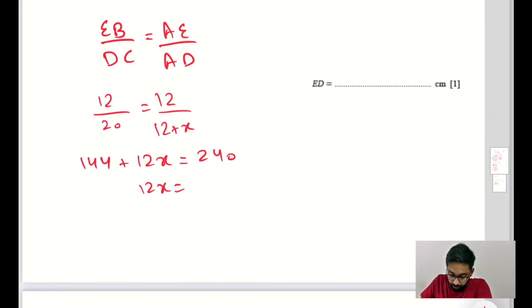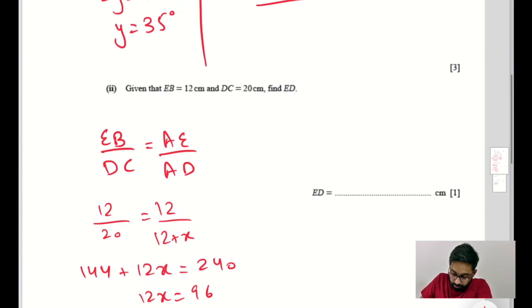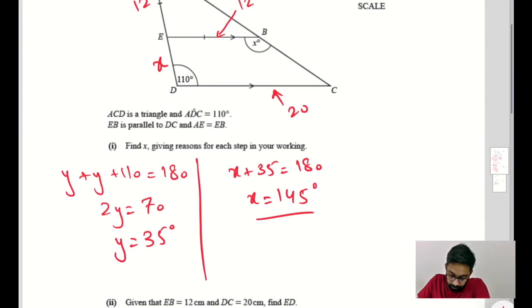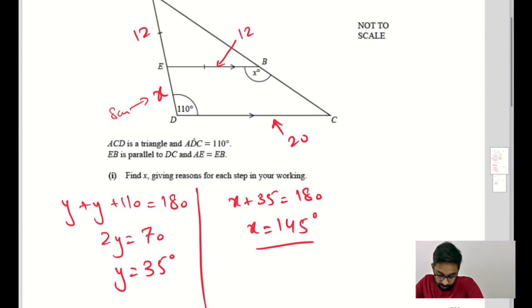240 minus 144, let's do that. 240 minus 144 gives us 96. So x comes out to be 8. So we write that here. ED is 8 centimeters. I hope this is visible.